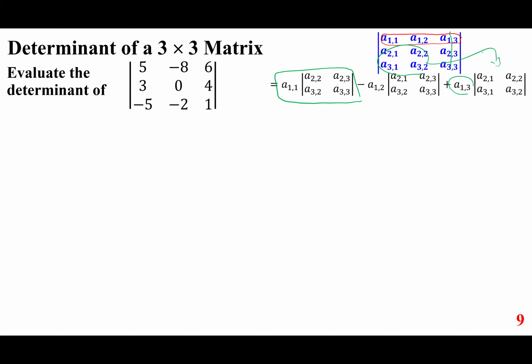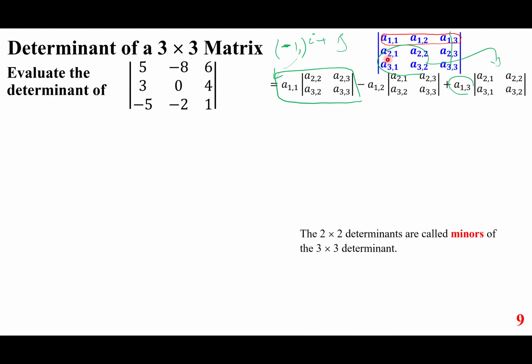Now, the sign in front is negative 1 to the power of i plus j. For A11, 1 and 1 is 2, negative 1 to the power of that is positive 1. But for this one, 1 and 2 is 3, odd makes it negative, and so on. But one way is to alternate. If you just understand the first one starts with positive, but if you start here, it starts with negative.